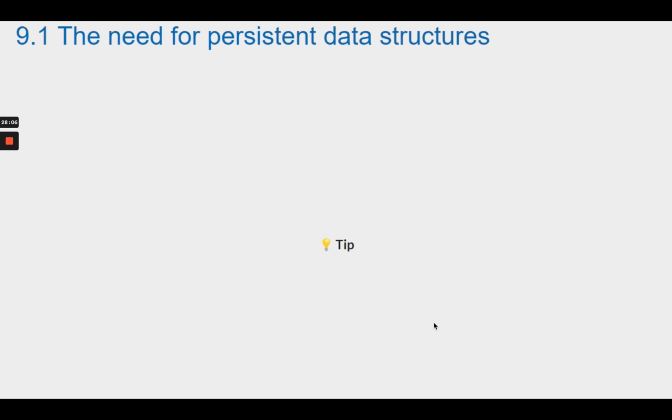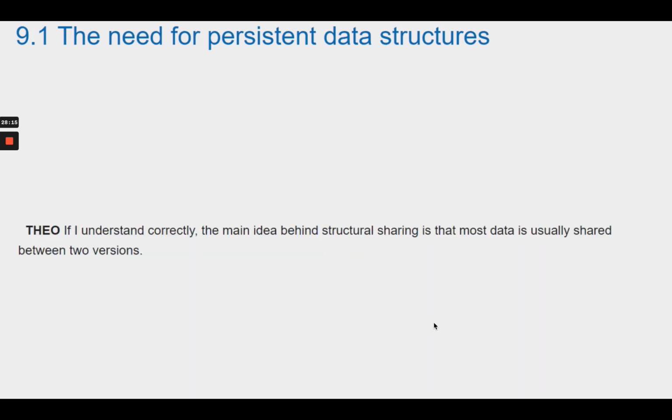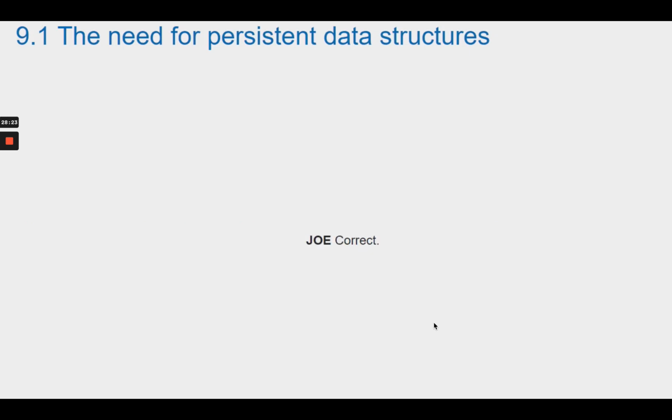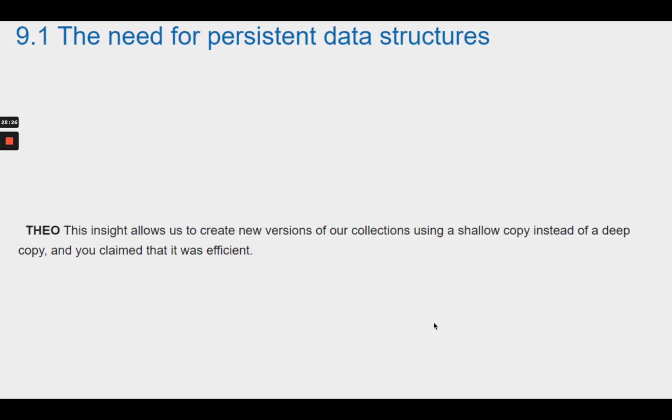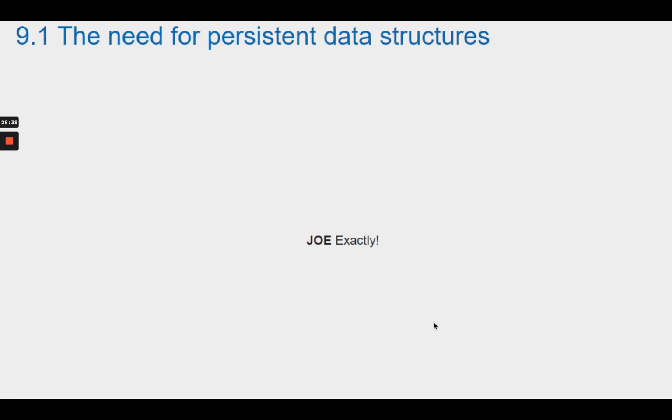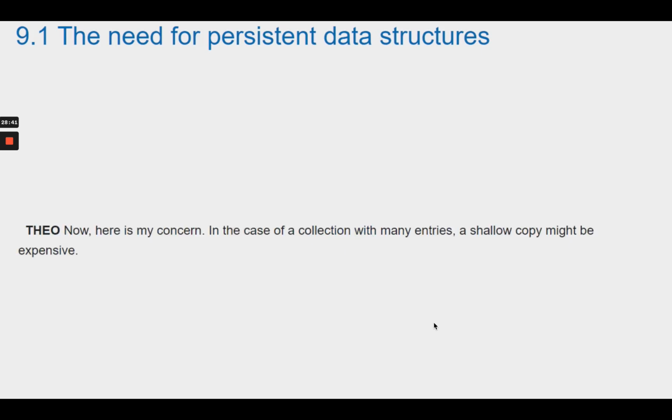Tip: it's possible to manually ensure that our data isn't mutated, but it's cumbersome. Joe, sure. Theo, if I understand correctly, the main idea behind structural sharing is that most data is usually shared between two versions. Joe, correct. Theo, this insight allows us to create new versions of our collections using a shallow copy instead of a deep copy, and you claimed that it was efficient. Joe, exactly. Theo, now here is my concern. In the case of a collection with many entries, a shallow copy might be expensive.